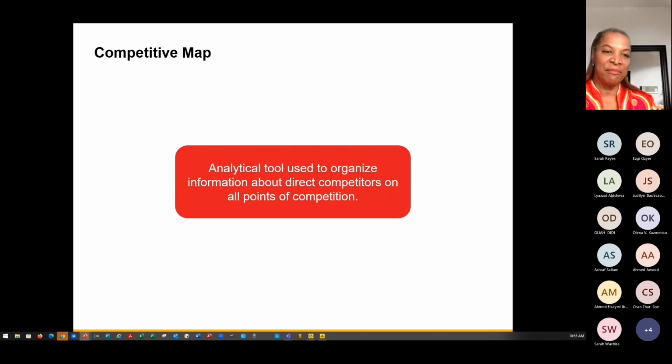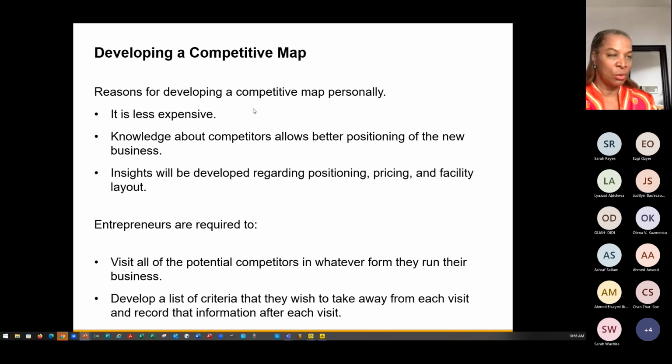So let's look at the competitive map. It's a tool that you use to organize information about your competition. Again, this is what you're going to put on your business plan. Okay, so why do you want to develop the map? It's less expensive. You can have people do it, but it's going to give you more knowledge about your competition, and it's going to give you insight on how to position yourself, how to price what you're doing, and how to lay out your facility.